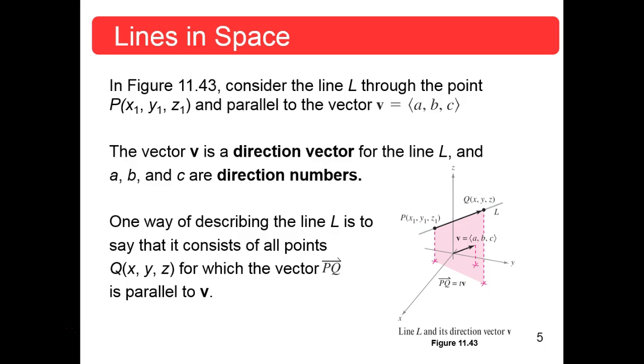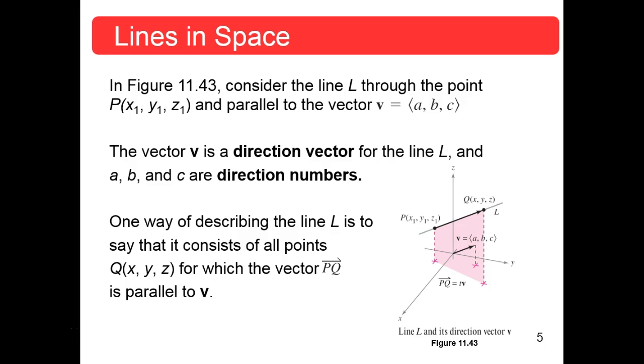So one way of describing this line L is to say that it consists of all the points Q(x, y, z). Now this is the variable (x, y, z). These are specific points x1, y1, and z1. That's a single point. This is any old point that's on the line. It has to be on the line, for which the vector PQ, from P to Q, is parallel to v.